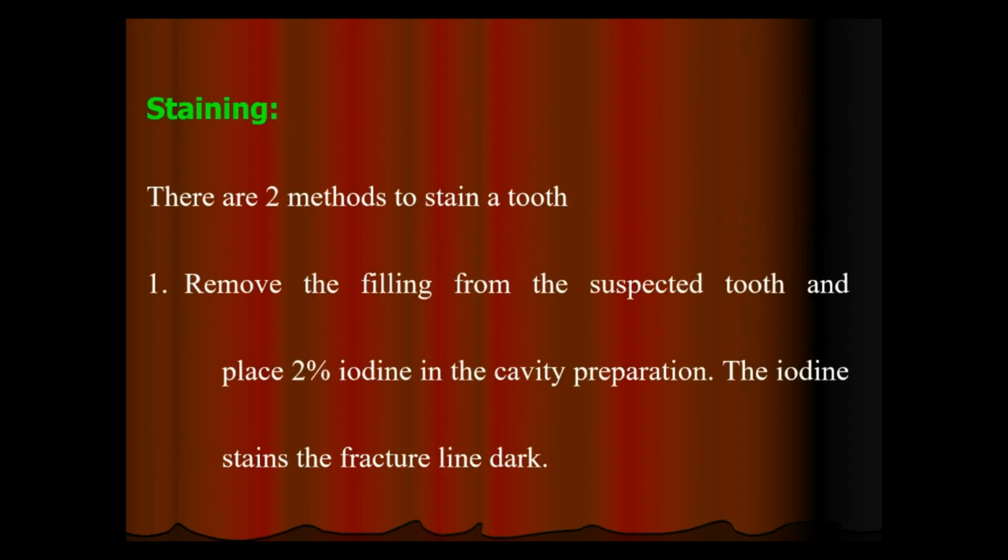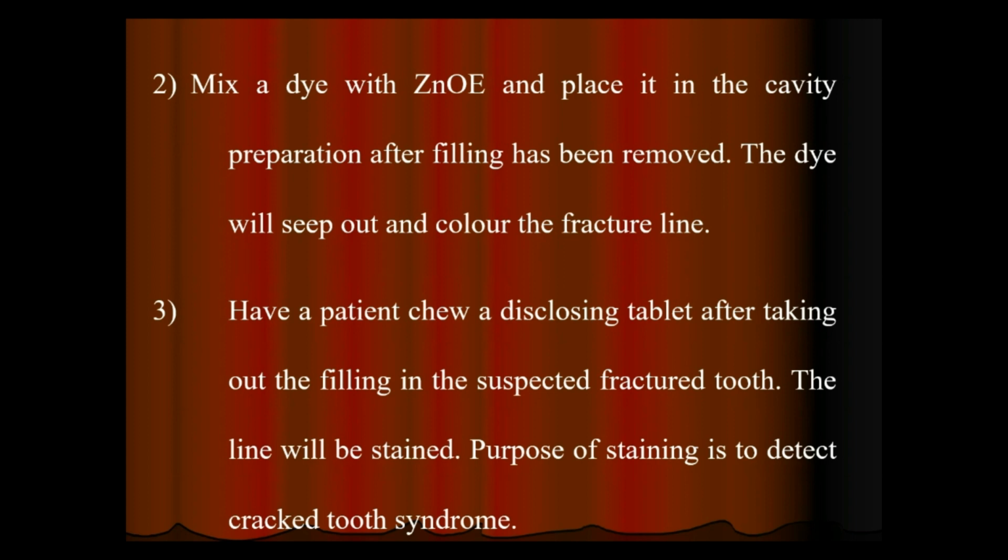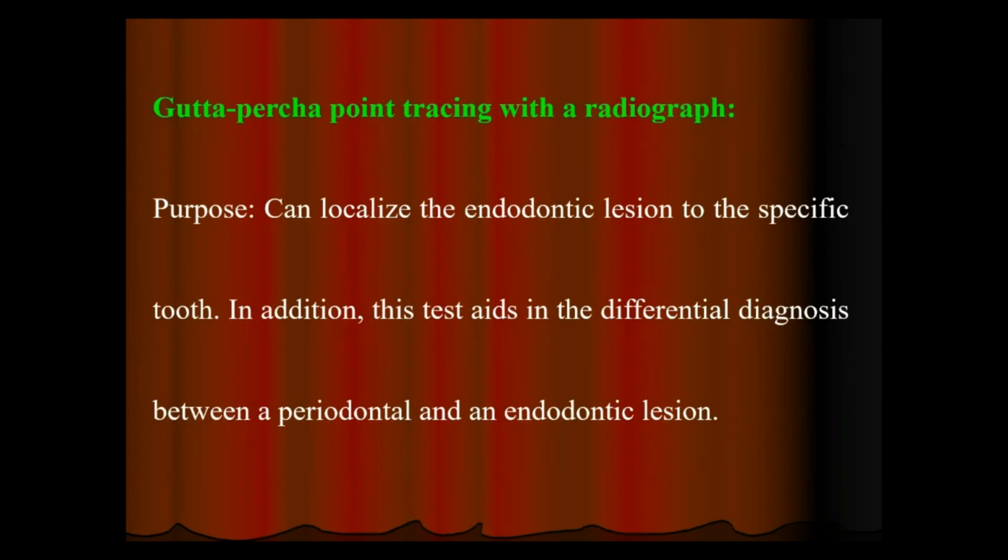Staining. There are two methods to stain a tooth. Remove the filling from the suspected tooth and place 2% iodine in the cavity preparation. The iodine stains the fractured line dark. Mix a dye with zinc oxide eugenol and place it in the cavity preparation after the filling has been removed. The dye will seep out and color the fracture line. Have a patient chew a disclosing tablet after taking out the filling in the suspected fractured tooth. The line will be stained. Purpose of staining is to detect cracked tooth syndrome.